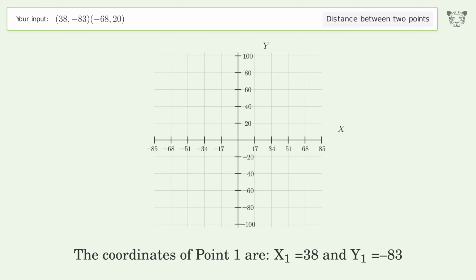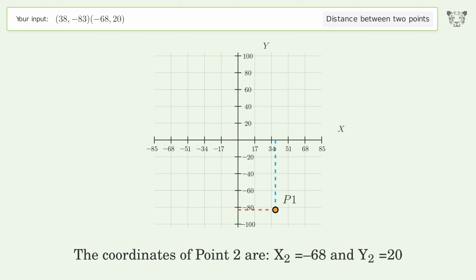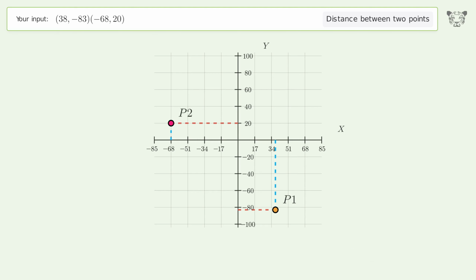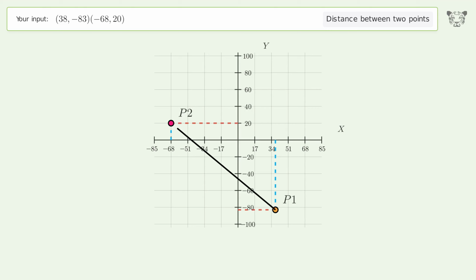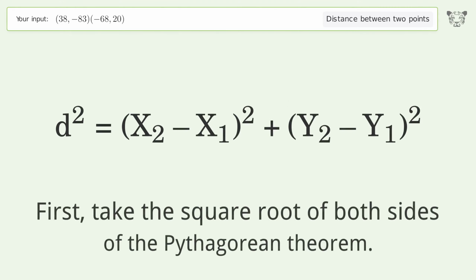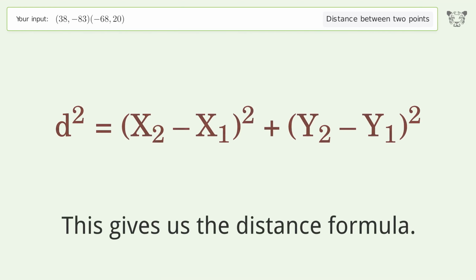The coordinates of point 1 are, x1 equals 38 and y1 equals negative 83. The coordinates of point 2 are, x2 equals negative 68 and y2 equals 20. D is the distance between the 2 points. First, take the square root of both sides of the Pythagorean theorem. This gives us the distance formula.